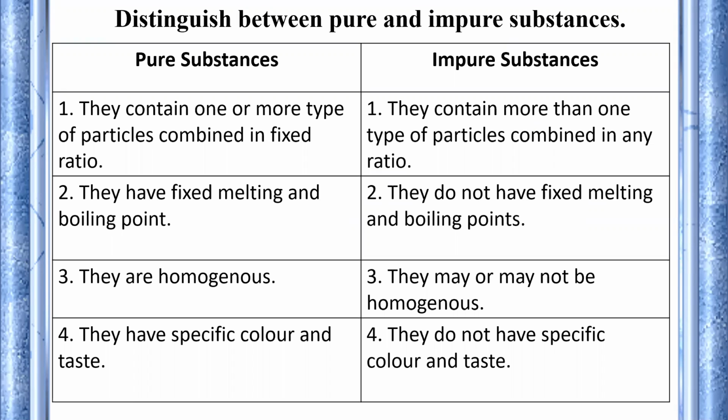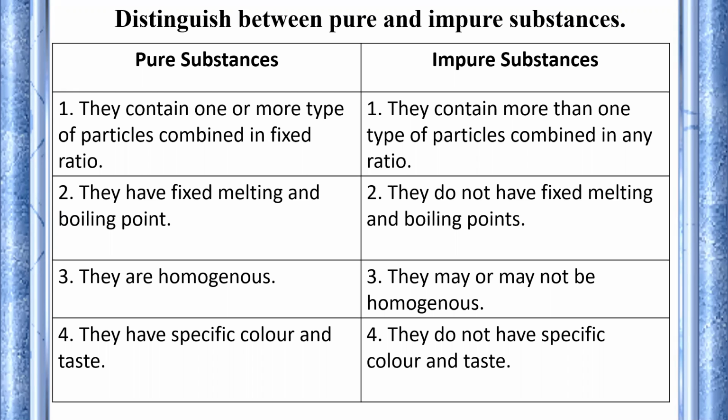Pure substances contain only one type of particle combined in a fixed ratio. Impure substances contain more than one type of particle combined in any ratio. Pure substances, second point, they have fixed melting and boiling points. Impure substances, second point, they do not have fixed melting and boiling points.